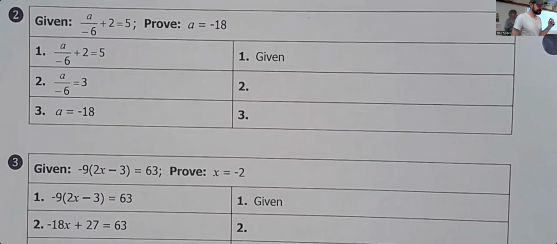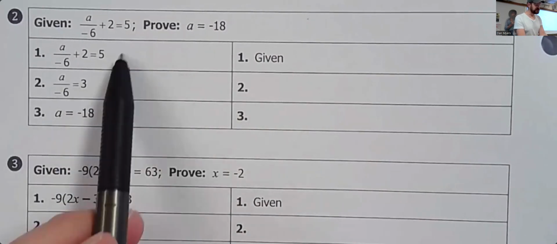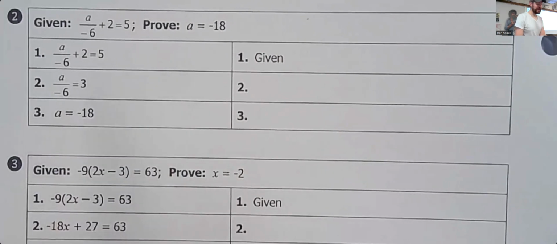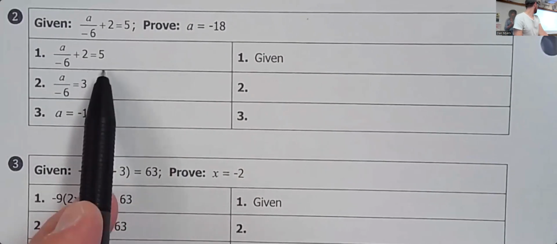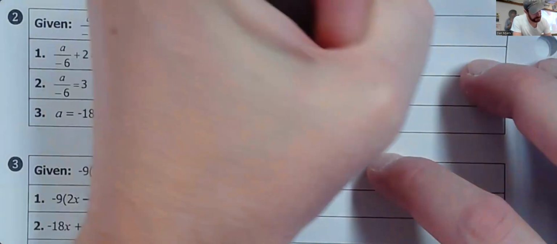So here we go. Problem number 2, let's see. Here's our given statement. That's the problem we're starting with. So between step 1 and step 2, what happened? Yeah, we subtracted 2 from both sides. The 2 went away. It was a +2, which means it was subtracted from both sides. So that'll be the subtraction property of equality.